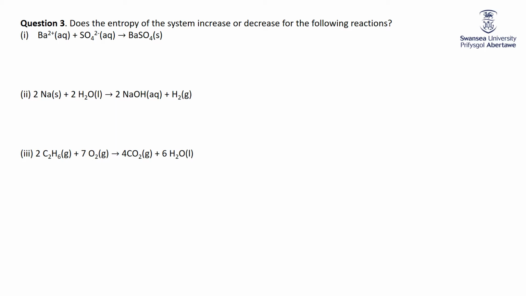So the first two questions, we were looking at entropy of substances. Now we're looking at entropy of reactions. So we're going to think about the entropy on the reactant side, the entropy on the product side, and decide which one's greater. So in this first one, we've got two particles in aqueous solution, reasonable entropy, and we got a solid, hardly any entropy at all. So therefore more entropy, less entropy, thus the entropy decreases.